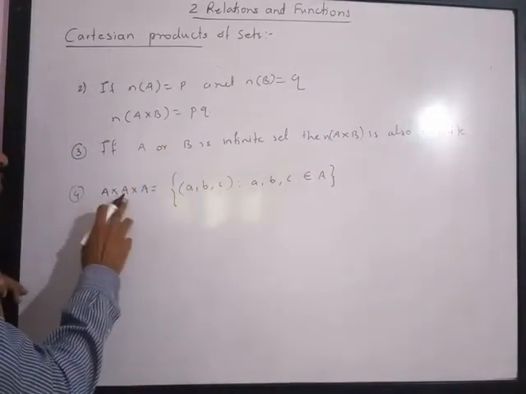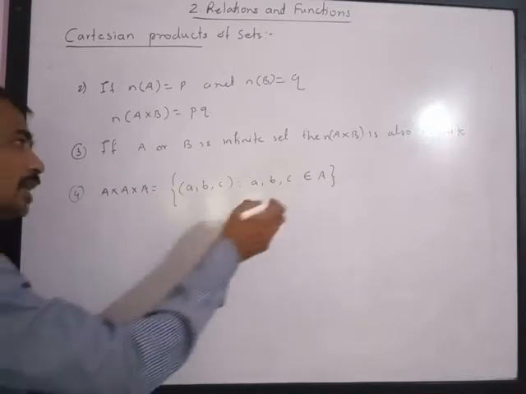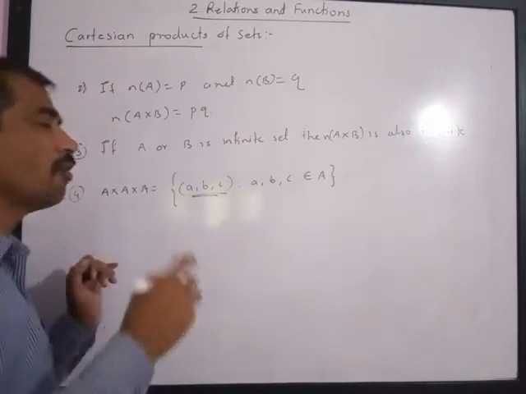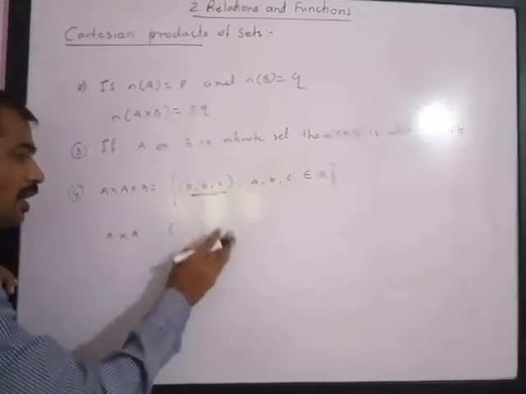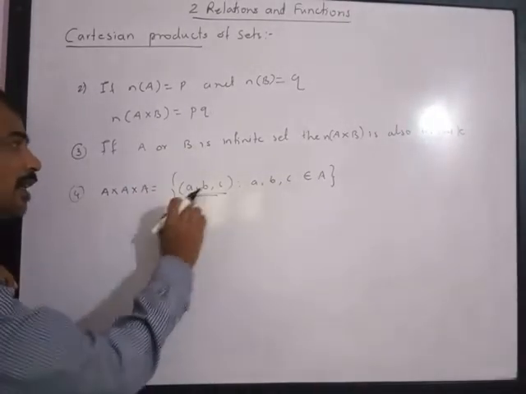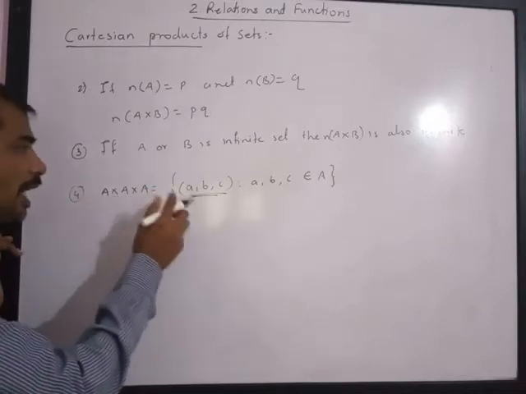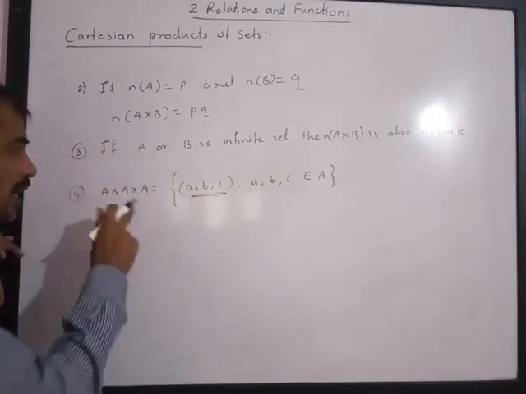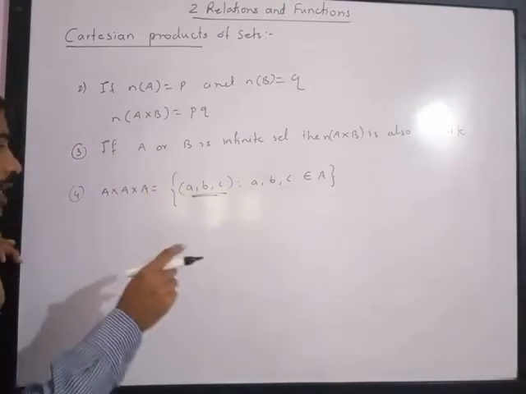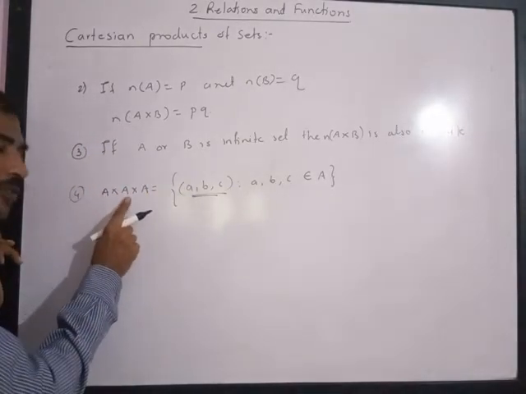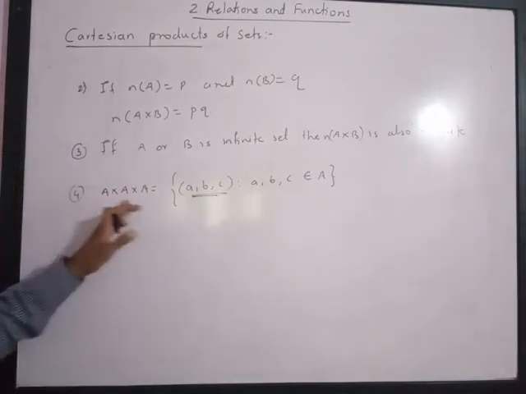If it is A cross A cross A, please understand, here it forms a triplet. We were earlier forming A cross A, means we were forming ordered pairs. In a pair 2 elements are there, in a triplet 3 elements are there. So if it is a Cartesian product of 3 sets, then first element belongs to the first set, second element belongs to the second set, and third element belongs to the third set. Here it is product with itself, again product with itself, so it is a triple product.